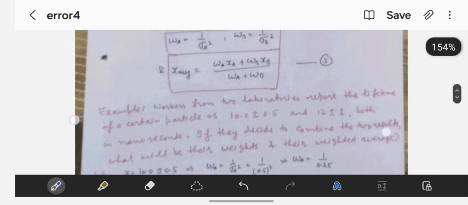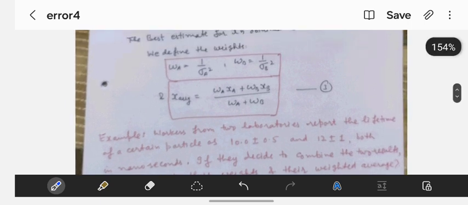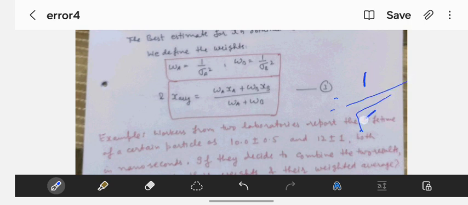Okay, and if you need to calculate the uncertainty in the average, that will be 1 upon the root of the sum of omega, over all the observations. You will see this in the example.